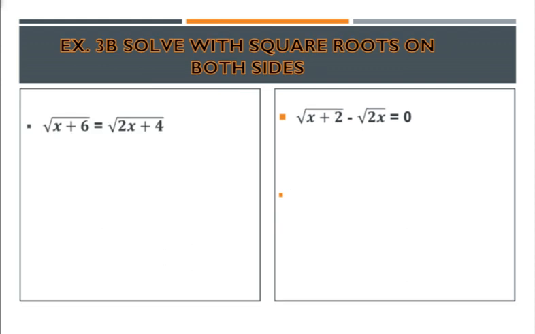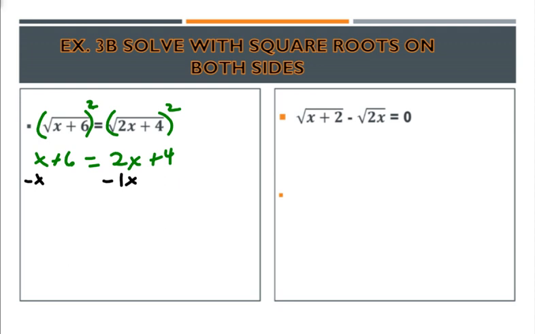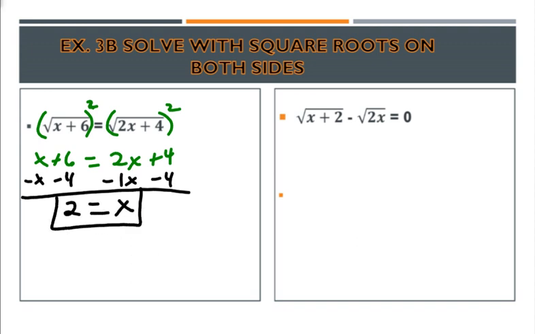Next one, let's do the one on the left. Since the square roots are on both sides of the equal sign, I can now just square both sides to remove the radical. So now I have x plus 6 equals 2x plus 4. Now I want to make sure my x is positive, so I'm just going to subtract an x on both sides. That means I don't want this plus 4 on the right. I have to subtract 4 on both sides. And that gives me 2 equaling x, which would be my answer.